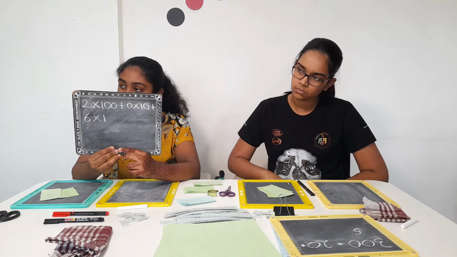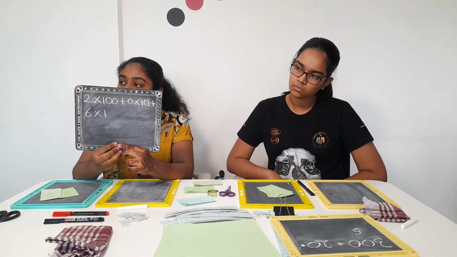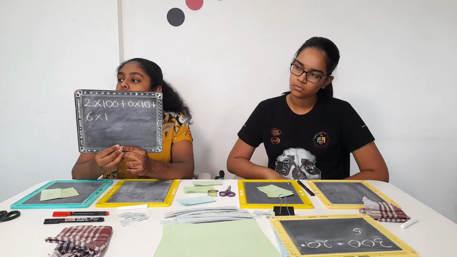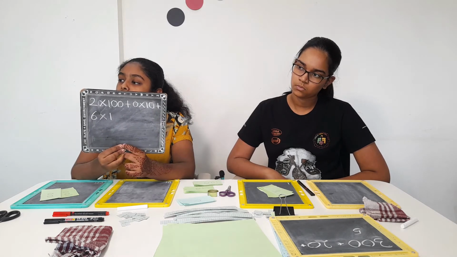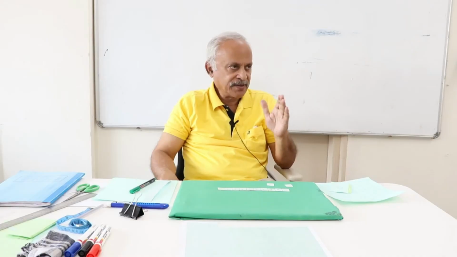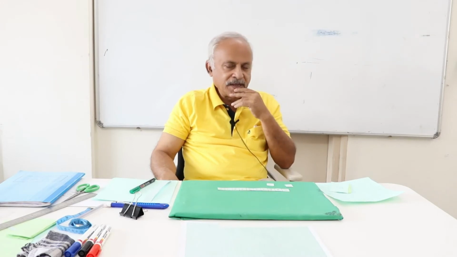Two into 100 plus 0 into 10 plus 6 into 1. So that will become 206, which means 2 hundreds, 0 tens, and 6 ones. Very good.